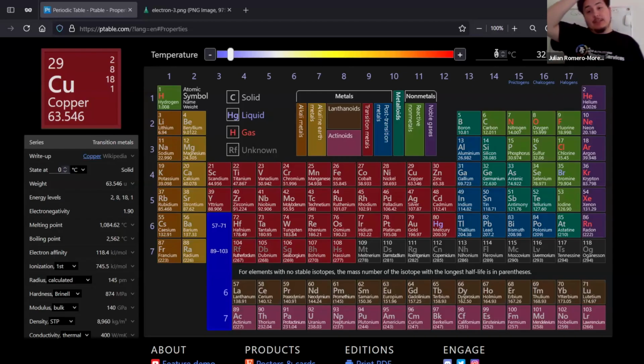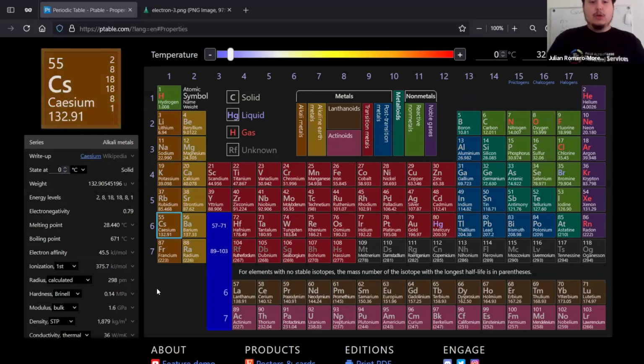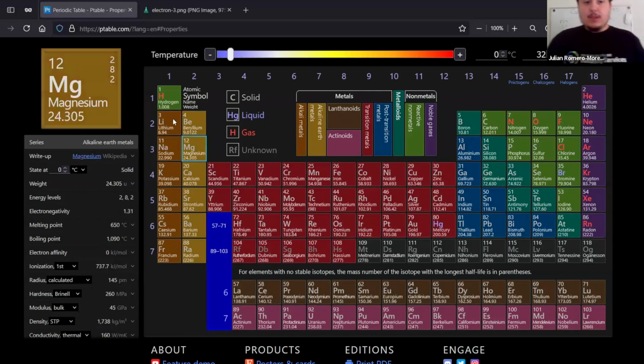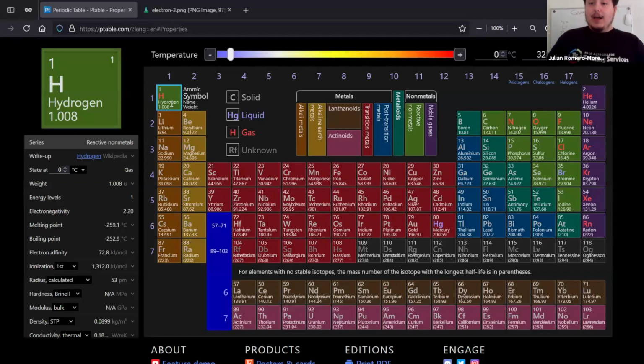So you can see the periodic table here, and before we do anything, I want to go over how quantum numbers are actually sorted in the periodic table. As you know, the periodic table has different columns and different rows. These columns we call groups, and the rows we call periods. Now, these different rows are actually sorted by energy level. So hydrogen and helium have all of their electrons at energy level 1.